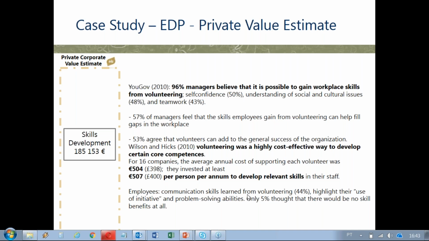Also the employees say that they learn a lot of communication skills with volunteering, and also the use of initiative and problem-solving abilities. Only 5% of the volunteers think that they don't develop any skills at all. Moving now to EDP's case.